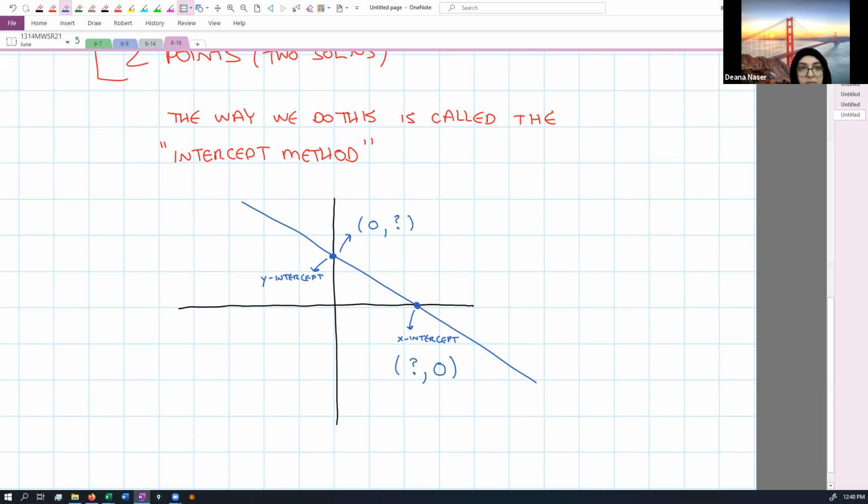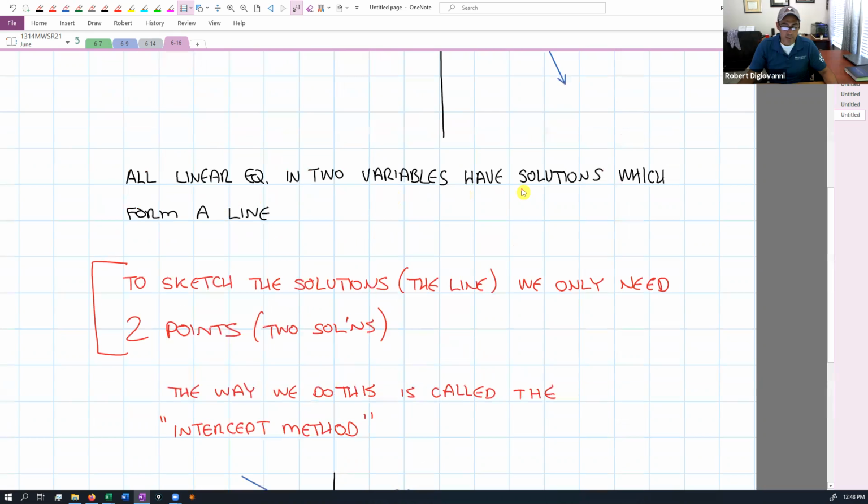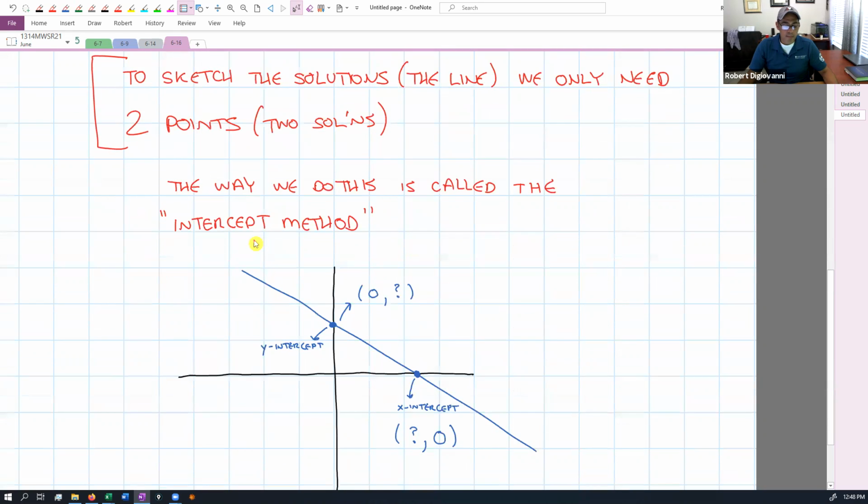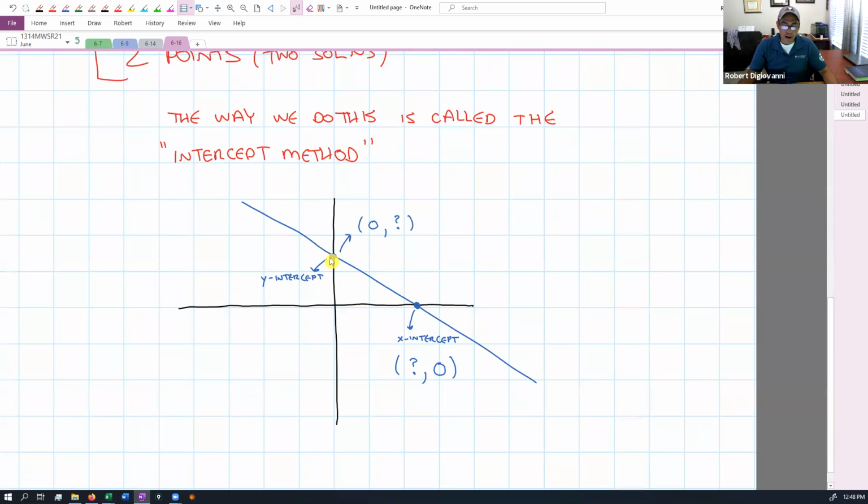So when we're going to try and graph a linear equation in 2 variables, the intercept method says, hey, just go find these 2 points. And once you find them, draw a straight line. So to find them, here's what we're going to do. To find the x-intercept, you're going to set y equal to 0 and then solve for x.